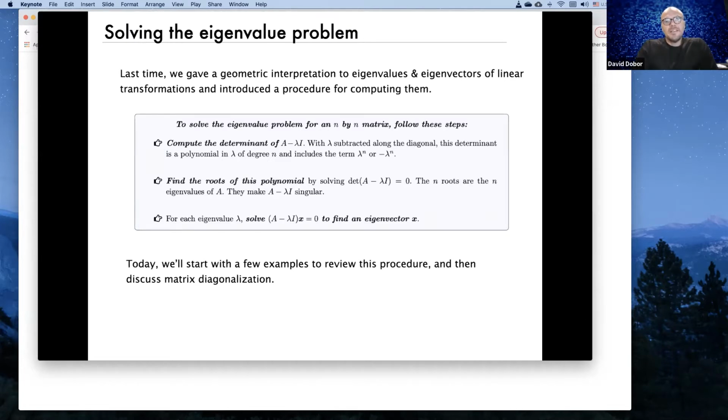So the plan for today is to look at something that we'll call matrix diagonalization with the use of these eigenvalues and eigenvectors, and how to quickly compute the powers of matrices. Okay, that's the goal. And then also to return to this idea that linear transformations are represented by matrices.